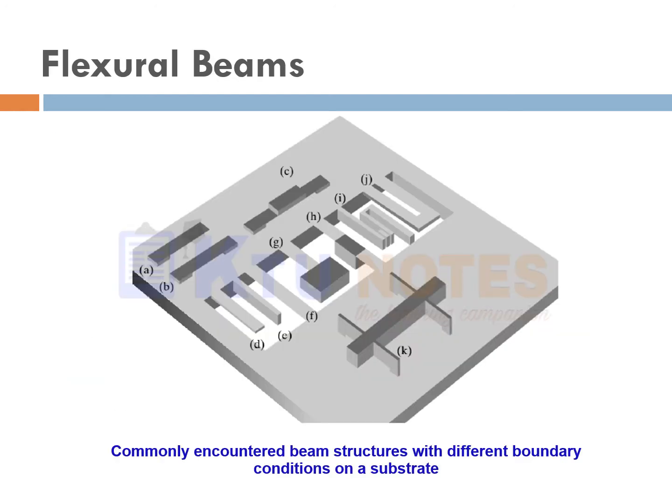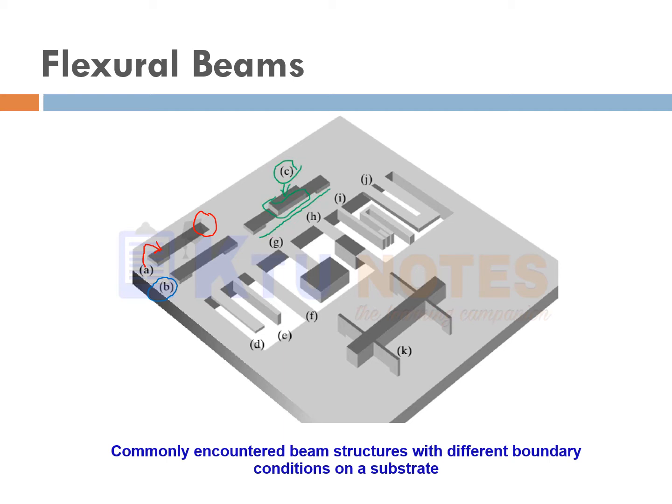This figure shows some commonly encountered beam structures with different boundary conditions fabricated on a single substrate. Consider the structure A, which is a fixed free cantilever parallel to the plane of the substrate. One end of the beam is fixed, whereas the other end is free. The free tip of the beam is capable of moving in a direction normal to the substrate. Consider the structure B, which is a fixed beam or a bridge parallel to the substrate plane.